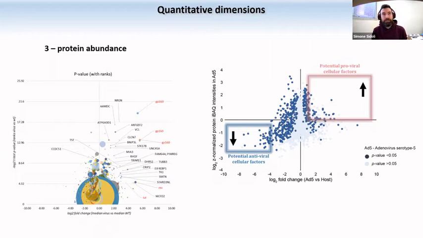A protein that changes from 10 copies to 20 copies has a twofold change in enrichment, but also a protein that changes from 1 million copies to 2 million copies has a twofold change in enrichment. But potentially the ones that you have 2 million copies of in your cell could have a higher impact on the biology of your cell.